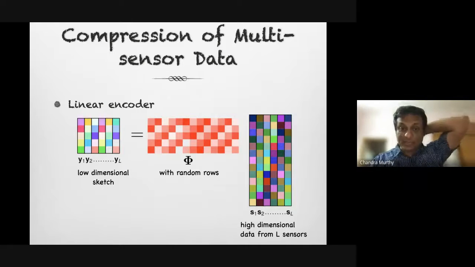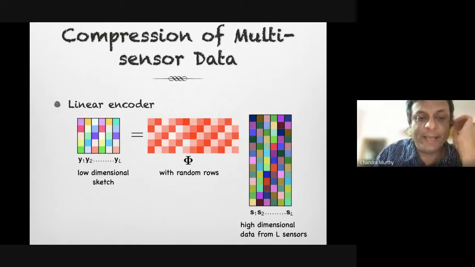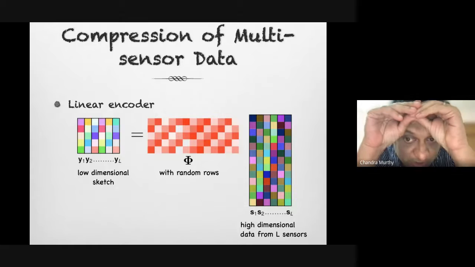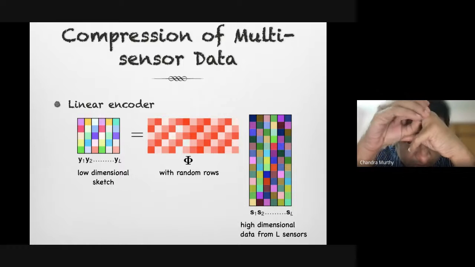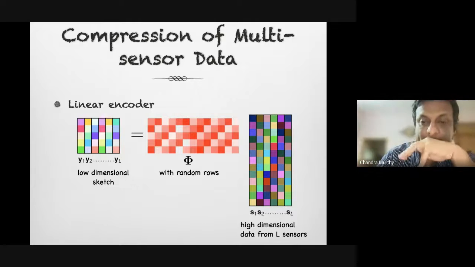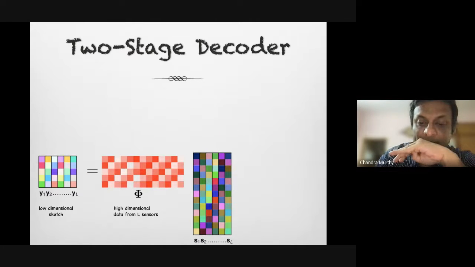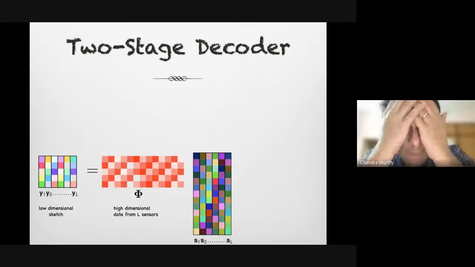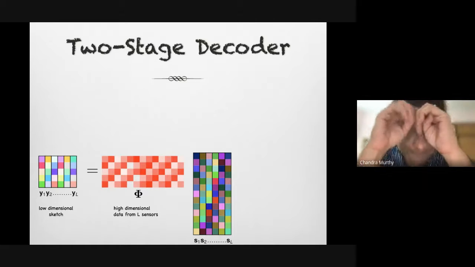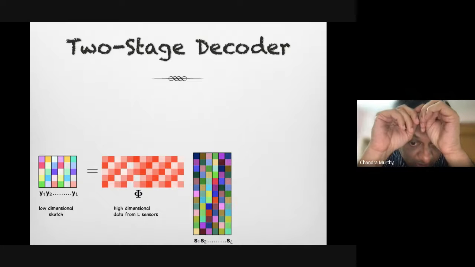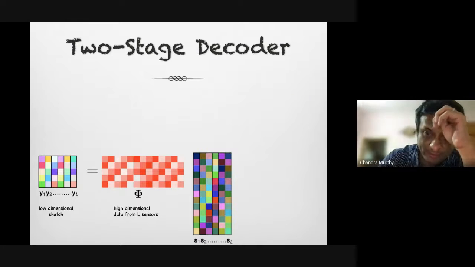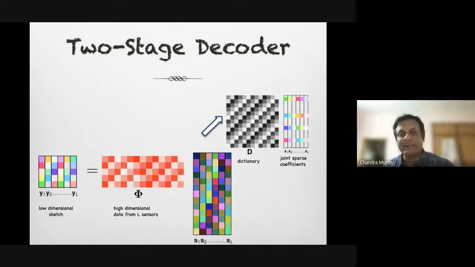So the encoder is actually linear, and you get these observations Y1 through YL, which are a low dimensional projection, or a low dimensional sketch, of these high dimensional vectors S1 through SL. Now I've deliberately drawn S1 through SL using multiple colors because, as we discussed, the vector X may not be sparse in the canonical basis. Instead, it may be sparse in a different basis. So in that case, you need to identify a dictionary matrix D under which these vectors X1 through XL can be represented as sparse vectors.